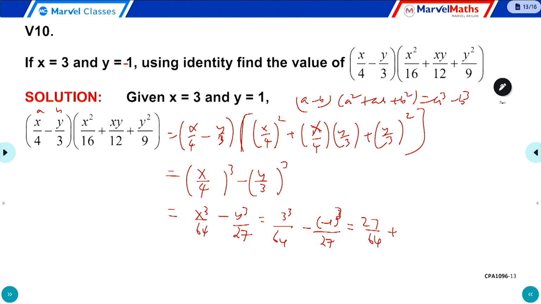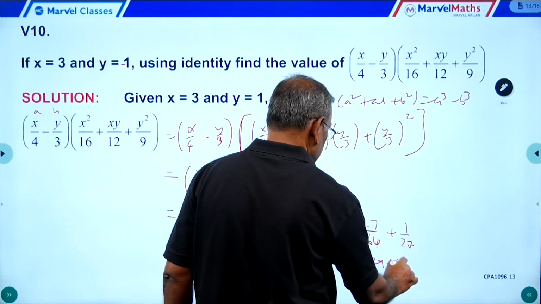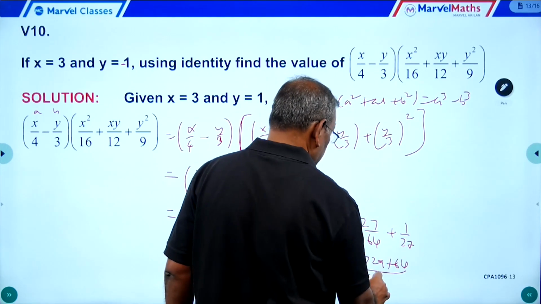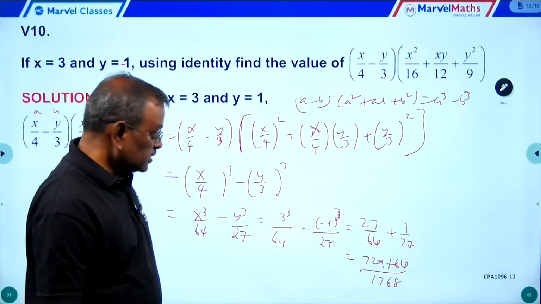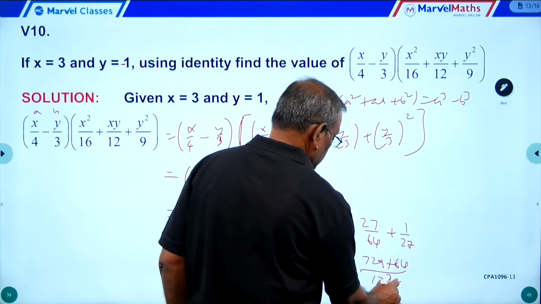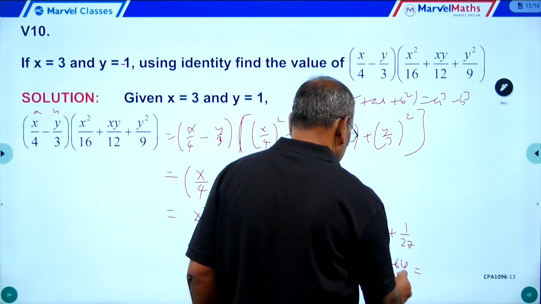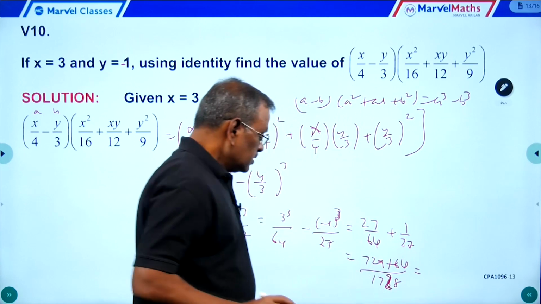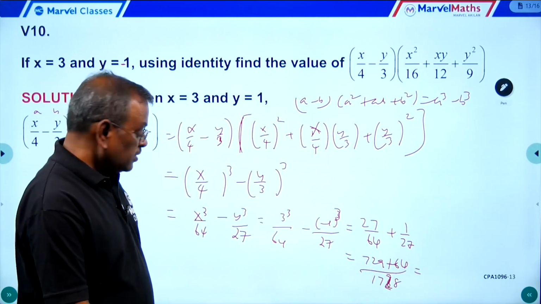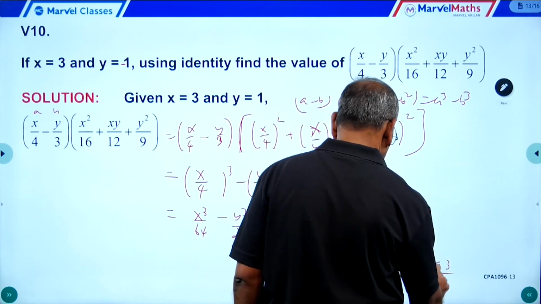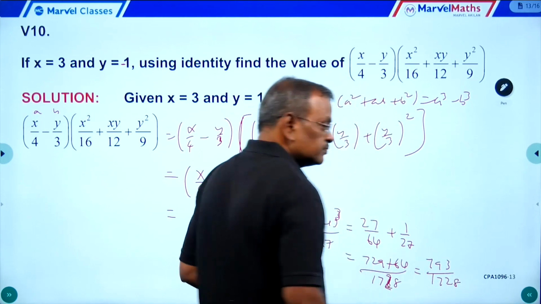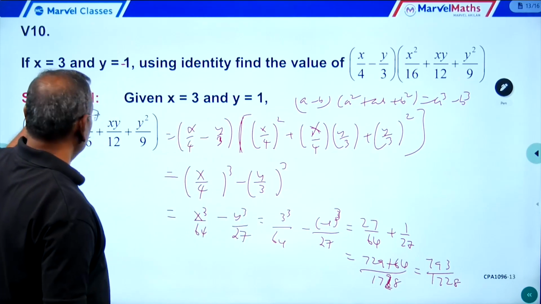Minus of (-1)³ is plus 1/27, which is equal to (729 + 64)/1728. So this is equal to 793/1728. Very important here, y equal to minus 1 and x equal to 3.